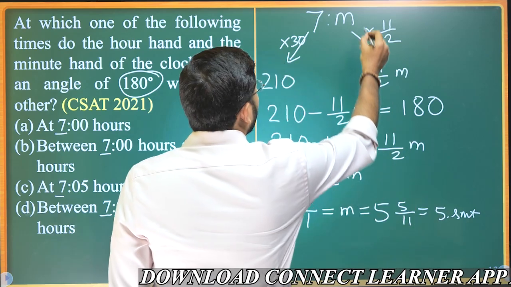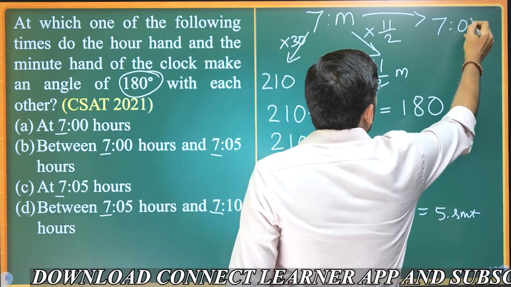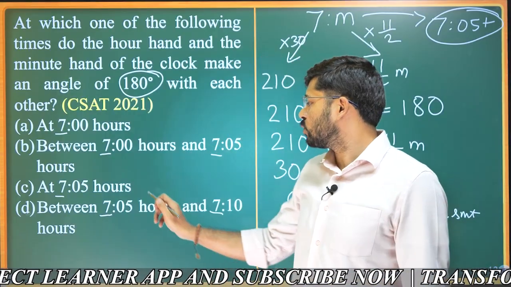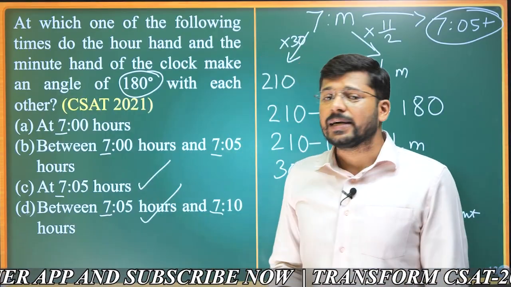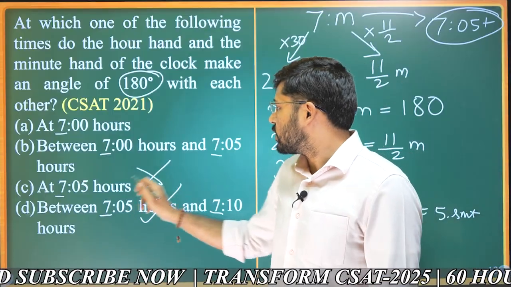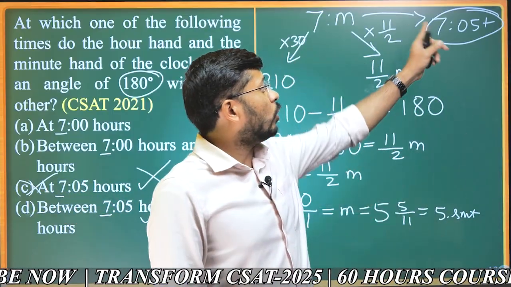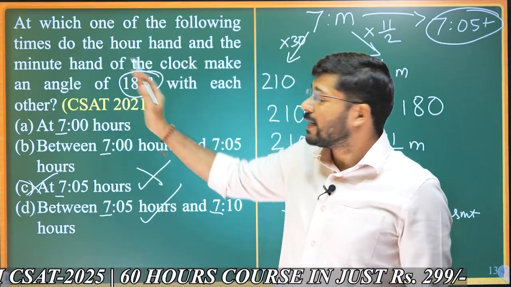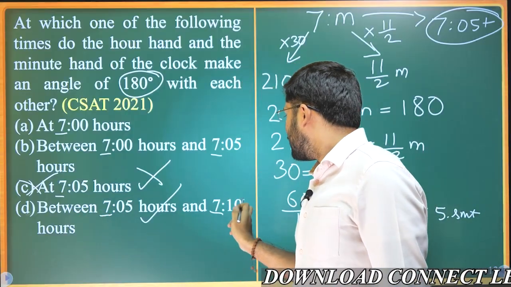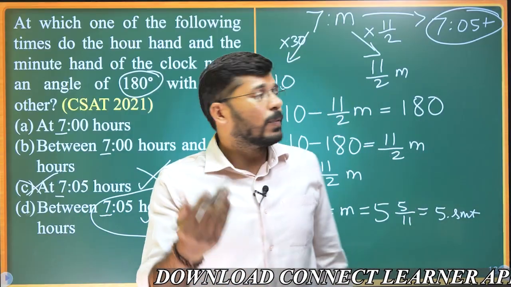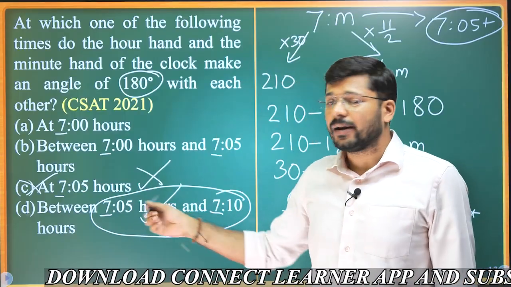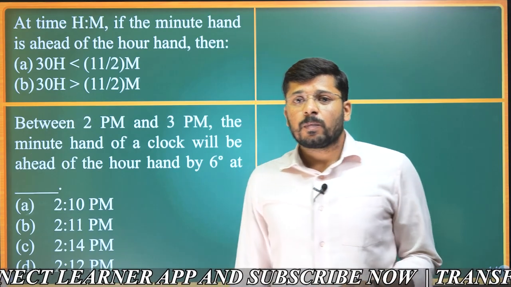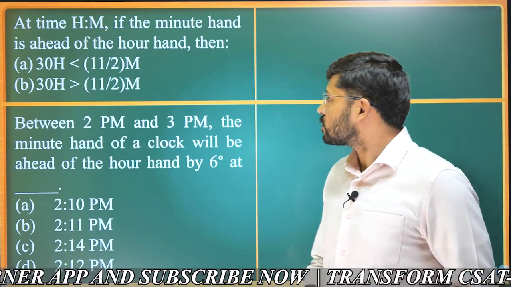Correct? So the time would be 7 hours 5 plus minutes. Correct? Yes. So which option will we choose? 7.5 or between 7.5 and 7.10? It is option D, not option C. Because it is not 7.5 exactly, it is 7.5 plus, and they have not given us approximately, and they have told us between 7.5 and 7.10. 7.5 plus falls between this bracket, right? 7.5 and 7.10. So we will choose option D. Done. Now we will go to the next question.